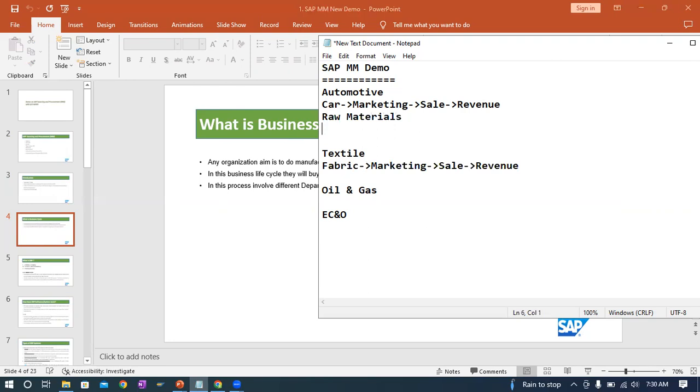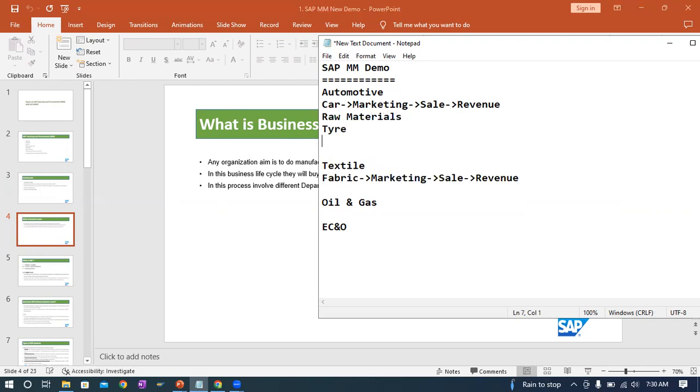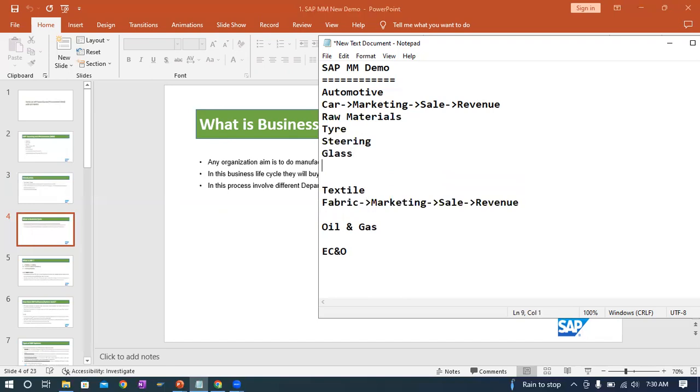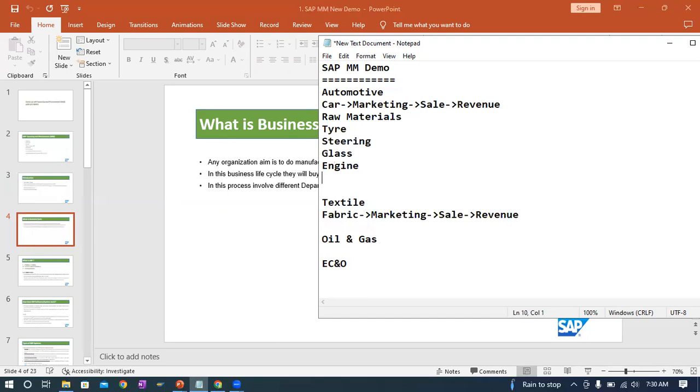For example, if you take the manufacturing of a car, we require the basic components like tires, steering, glass, an engine, and some steel structure. These are all the components you require as raw materials to produce a car. Once all these are there, only then can you produce the car, do the marketing, sell it, and get the revenue.